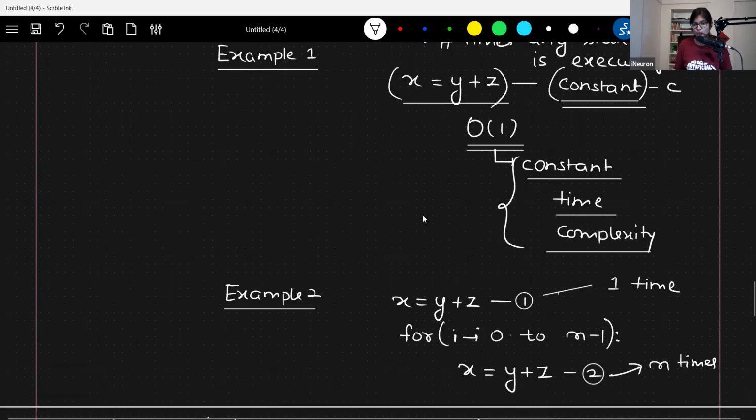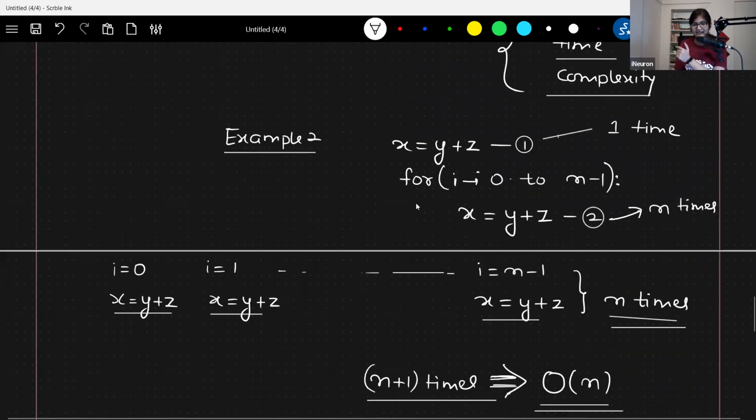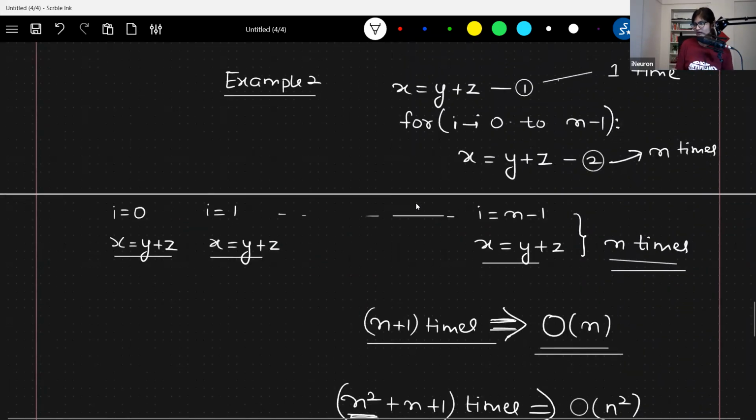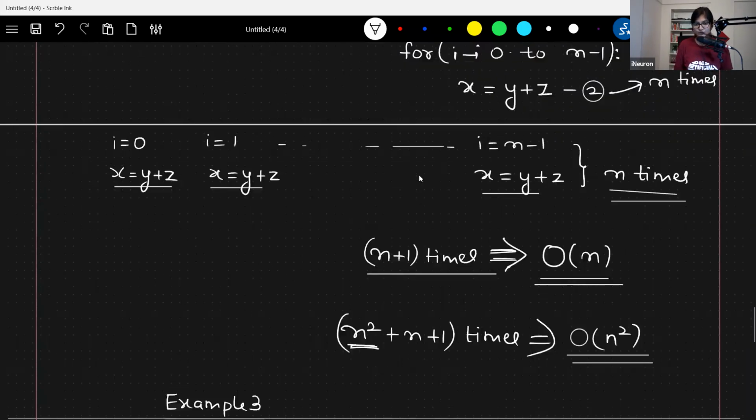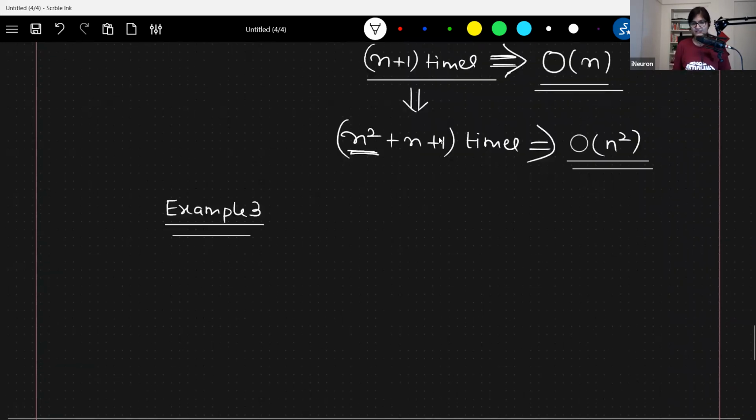In example 2, we are taking one single statement, but after that I'm using one for loop, which will make the statement run n number of times. So overall, it will be n plus 1 times. So what is the bigger number here? N. So you can take big O of n. Similarly, if in future something like n square plus n plus 1 times comes, I will show you. Let me show you the example and then we will talk about this again.